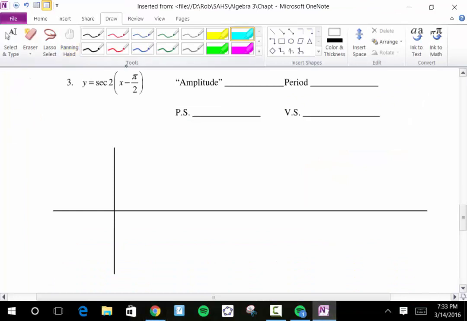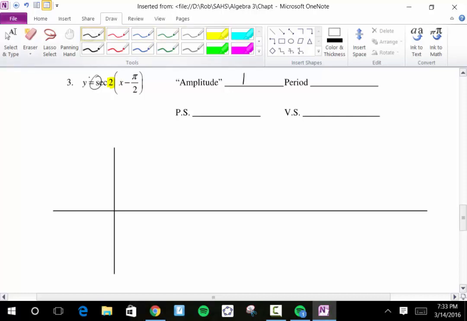We are going to graph secant of 2x minus pi over 2. Okay, so we have to figure out the amplitude, period, vertical shift, and phase shift in this one first. The amplitude is, again, the number multiplied on the front of the secant. That is a 1 in this situation. The period is given by this 2 that's multiplied to the x.